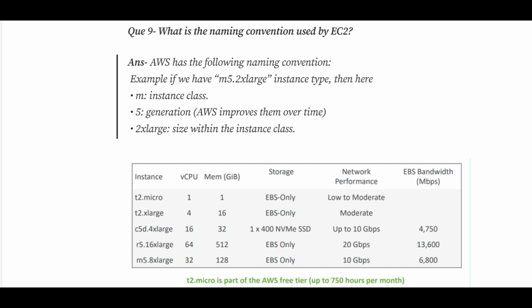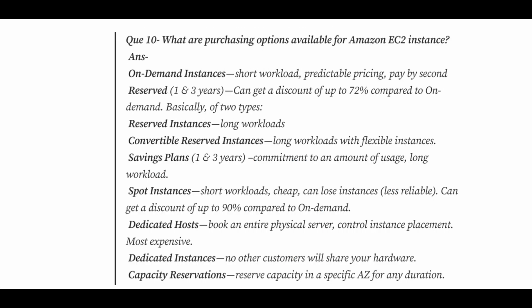Looking at the chart on the screen, you can clearly make out how different instance types are associated with the corresponding memory, storage, and networking performance. What are different purchasing options available for Amazon EC2 instances? When it comes to Amazon EC2, we have n number of options to choose from depending upon our requirement.